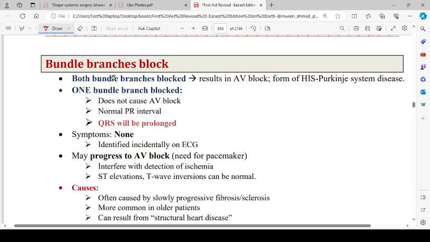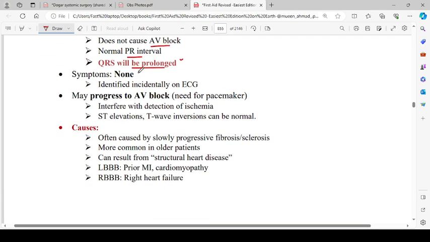Bundle branch blocks. Both branches blocked results in AV block, a form of His-Purkinje system disease. If one bundle branch is blocked, it does not cause AV block. There is a normal PR interval and the QRS will be prolonged. There will be no symptoms; it is identified incidentally on the ECG. It may progress to AV block, needing a pacemaker.